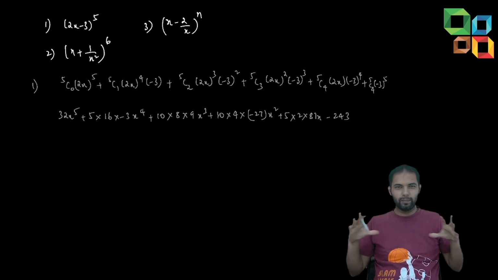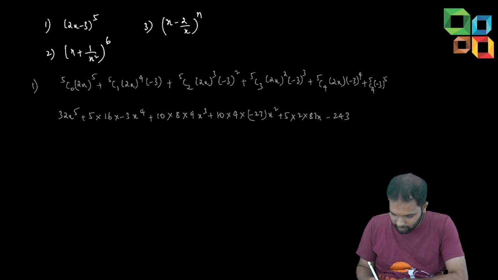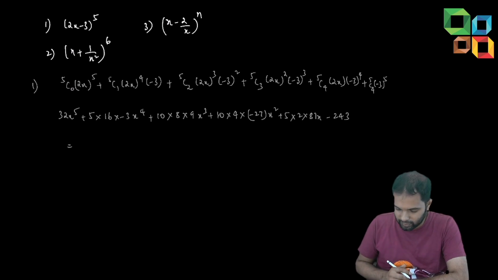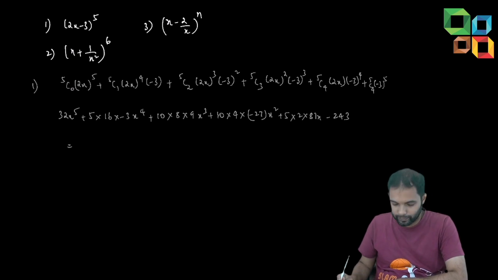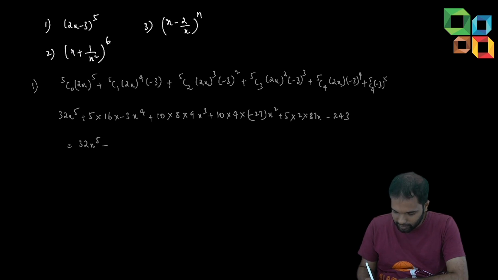Rest of the terms you can multiply or keep as they are, right? We're not really interested in the numbers, but for this problem at least we'll write it down. Rest of the problem you can skip maybe. So 32 x power 5. This is minus because of this.